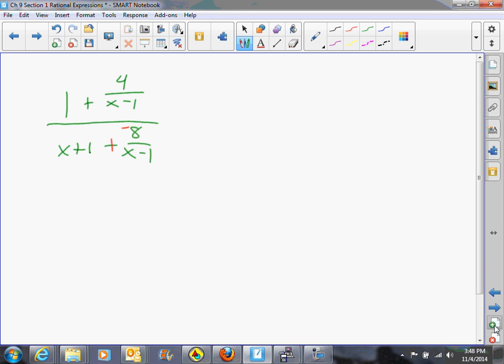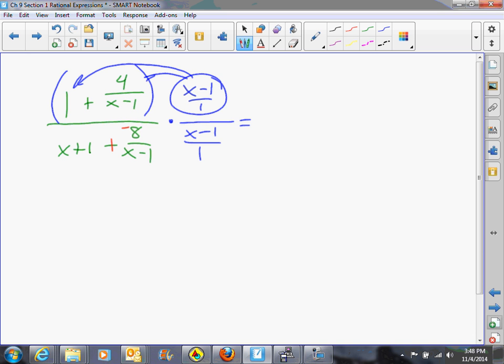Now what I'm going to do is multiply the numerator and denominator of this fraction by x minus 1 over x minus 1 over 1. Now, we've got lots of stuff to do here. This fraction here is being multiplied by this binomial, so we have to distribute. Now, 1 times x minus 1 over x minus 1 is x minus 1. Let's see, x minus 1 over 1 times 4 over x minus 1. Notice here the x minus 1s will cross cancel, leaving plus 4.